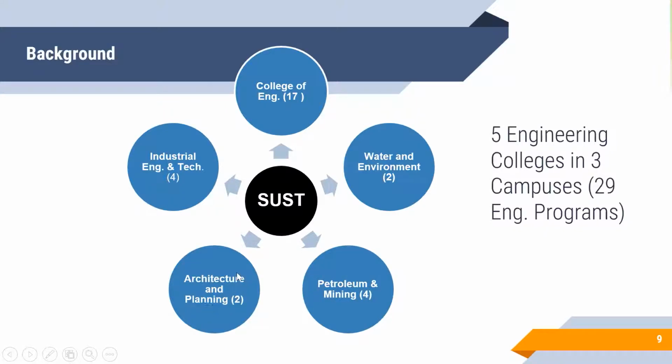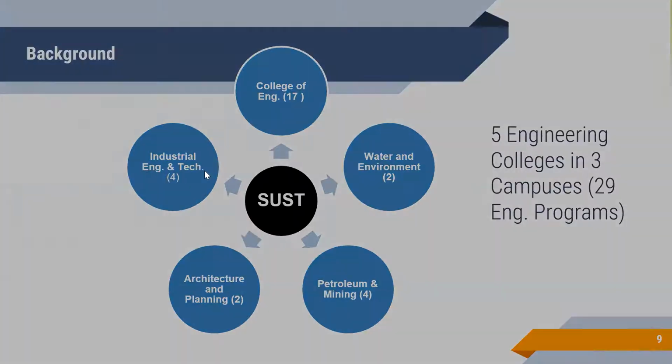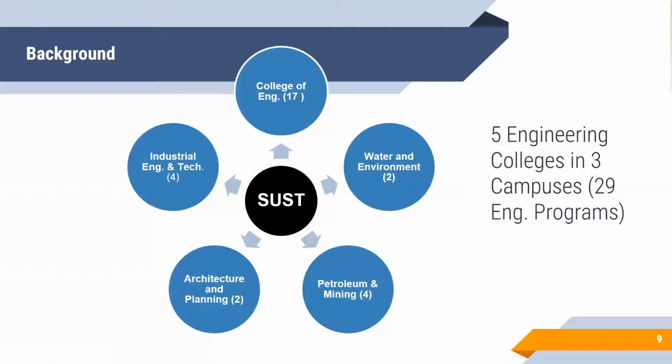And we have architecture and planning with 2 departments. We have industrial engineering and technology, with 4 departments, including chemical, laser, plastic, and polymer. And we have the College of Engineering, with 17 engineering programs, including all the other disciplines you know around the world. So these 29 programs include most of the engineering disciplines known to everyone of you.